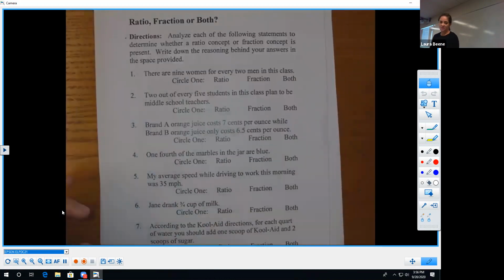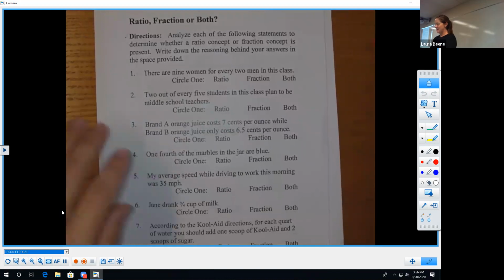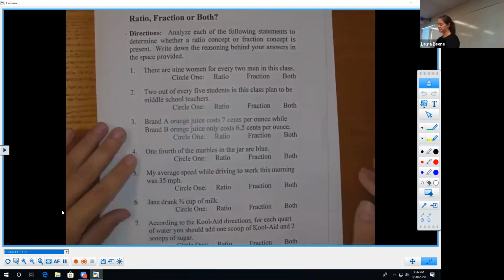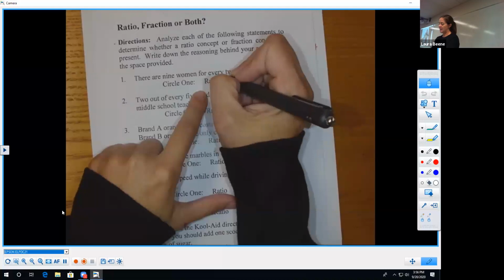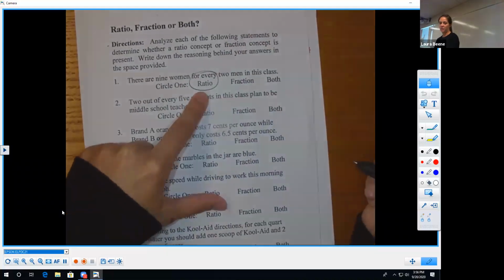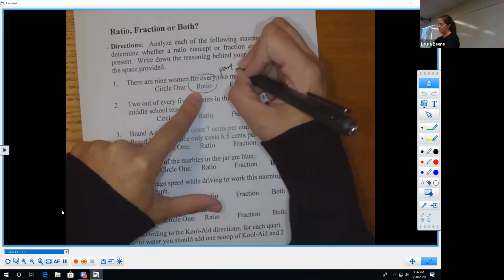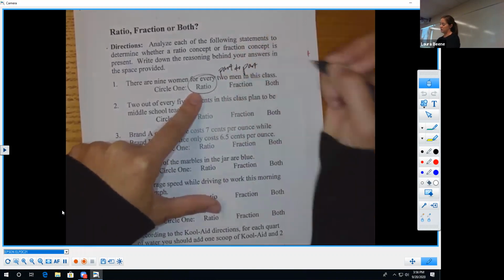Okay, so you are back from doing this worksheet. Let's go through this and make sure that you did this correctly and talk about it if you didn't. The first one we're going to talk about is number 1: there are 9 women for every 2 men in this class. So this is a ratio, right? 9 women for every 2 men. What type of ratio is this? This is a part to part.